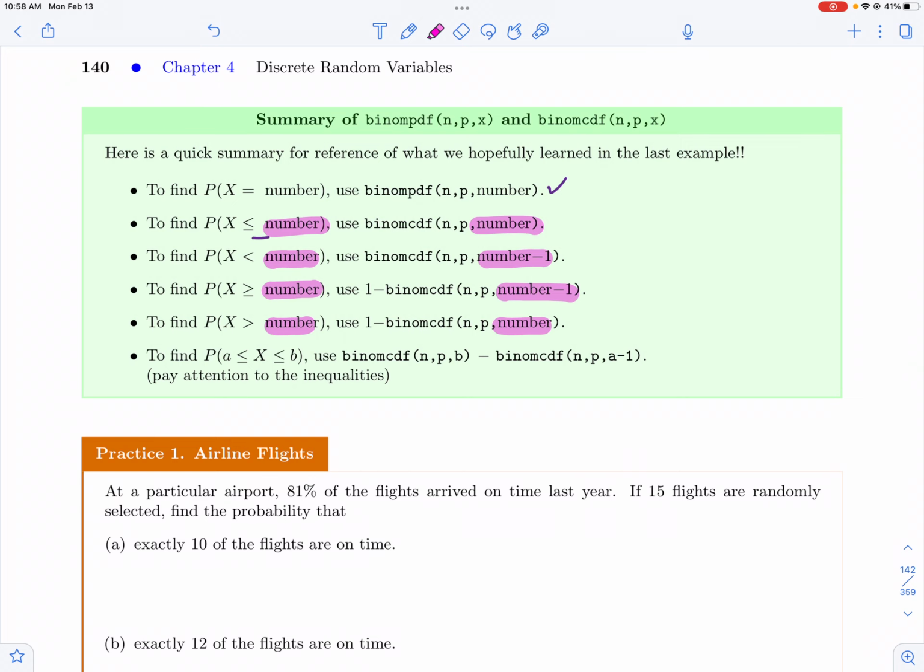And then finally, if we have our A's and our B's, so our first binomial CDF goes the whole way up to B. Our second one goes to 1 less than A. And that's going to be consistent for all of those.